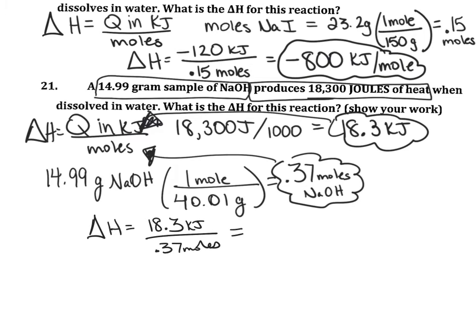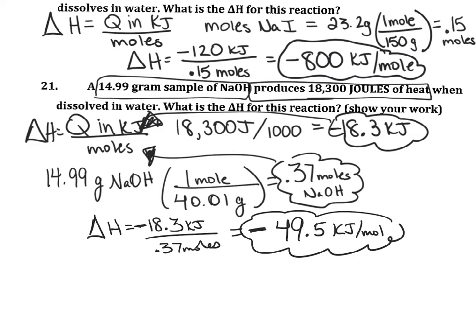And so when I calculate that out, oh, I do want to make sure it's producing. So I'm going to put that negative on these so I don't forget about that. It is producing. So negative 49.5 kilojoules per mole is my unit. And there is my final answer for that last problem here.